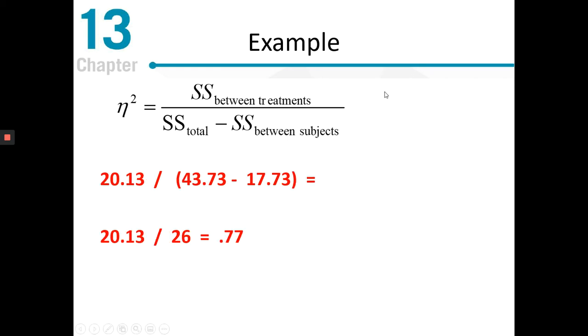You do the effect size, you do only one formula. So we just plug in these numbers. Between treatments, total, between subjects, just plug in the numbers that we calculated. We remember our order of operations. We subtract this first. Then we take this ratio, it's 0.77, so it's large.